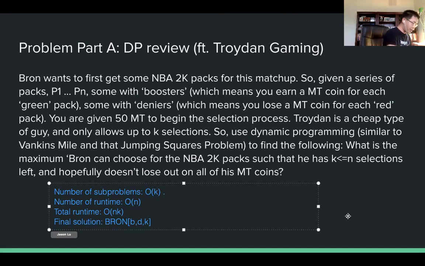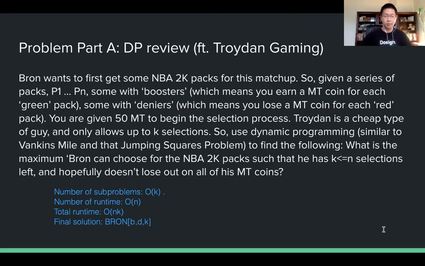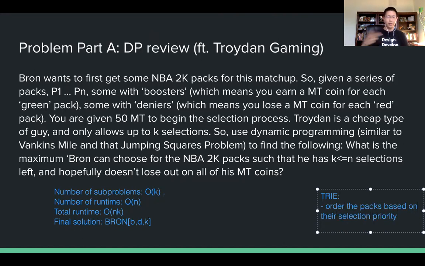There is a way to optimize this. If you guys know the data structure of a trie, which I will write down right here, a trie data structure. What a trie would do is basically order the packs based on their selection priority. So lexicographically, they'll choose, for example, pack A, B, C, D, F, G. They could literally order the packs in a very interesting way.